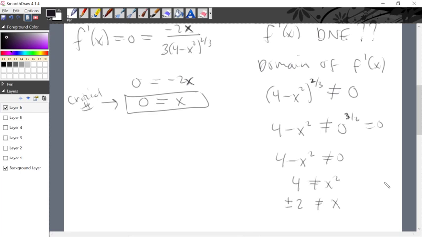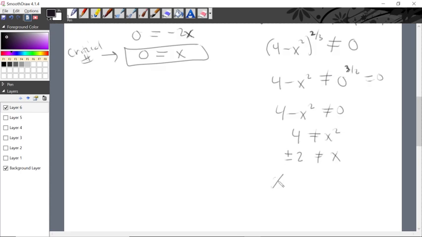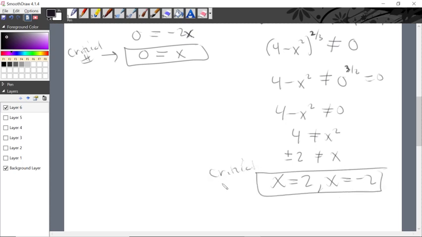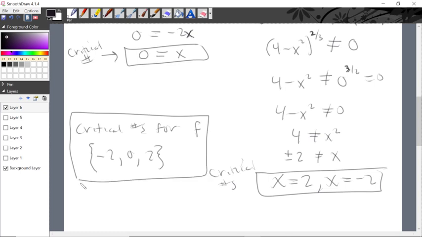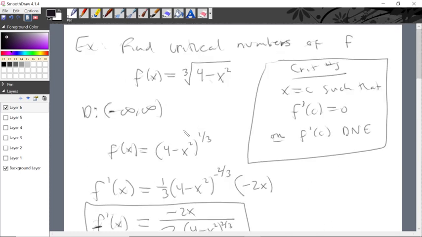So we have two more critical numbers here: x equals 2, x equals negative 2. Those are also critical numbers. So if we wanted to list all the critical numbers for f, we have the set of values, from lowest to highest: negative 2, 0, and positive 2.